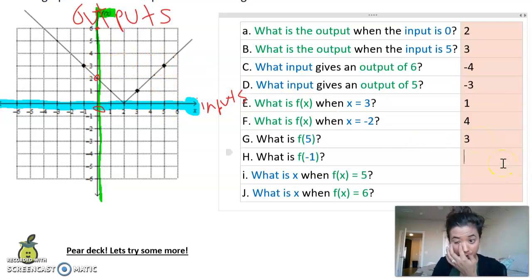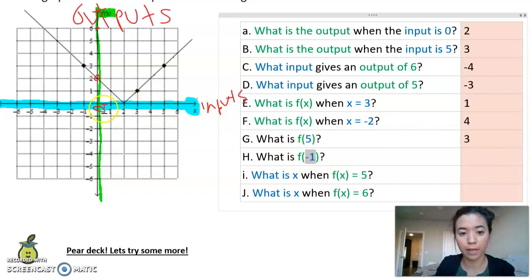Pause me and see if you can find f of -1. Okay, so we're inputting a -1. So on my inputs, I'm at -1 right here. My output was 3.